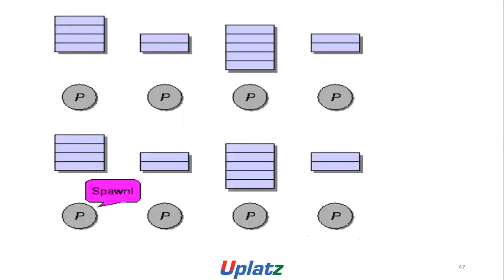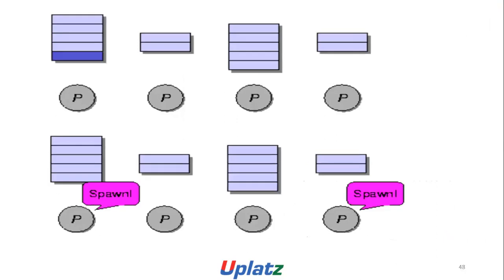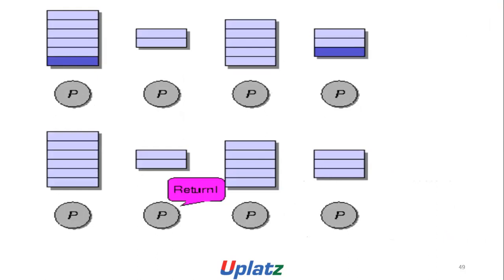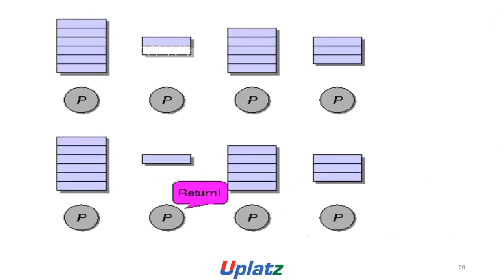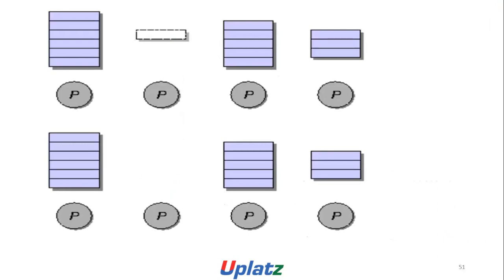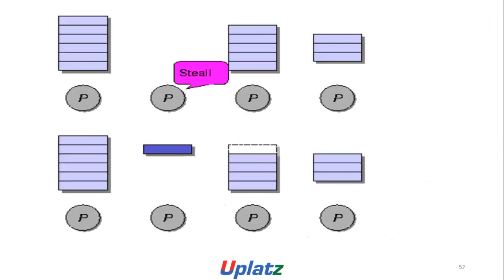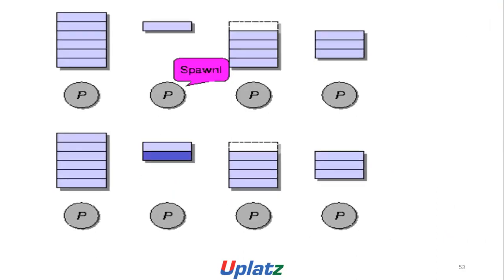First, a spawn happens in one of the processors. Then spawns happen in multiple processors. Then a return happens in the next processor, and another return happens in the next. Then the deque is empty. Now stealing will happen. Once stealing happens, a steal is formed.